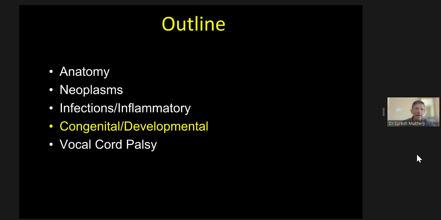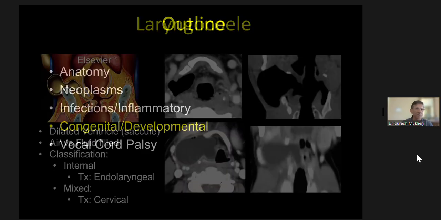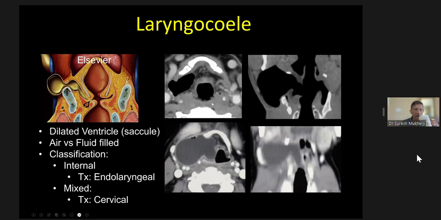Well, the next thing that I want to do is talk a little bit about congenital and developmental lesions. And we'll begin the journey talking about laryngoceles. So when we talk about laryngoceles, we hit the anatomy pretty hard. So this is the aryepiglottic fold. Here's the false vocal cord. Here's the true vocal cord. And right here is the opening of the laryngeal ventricle.